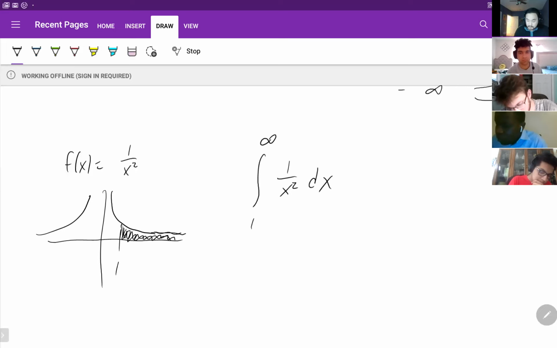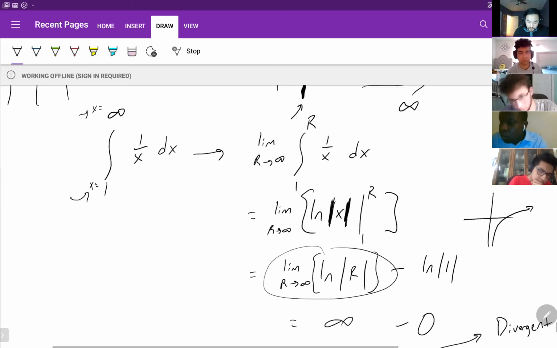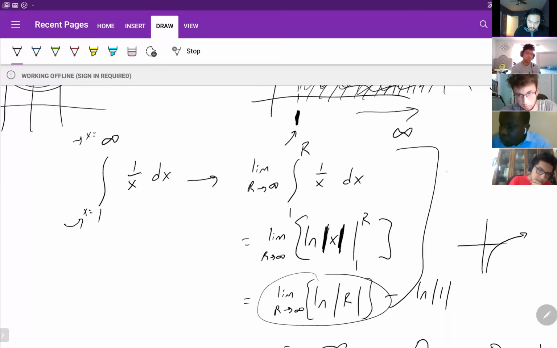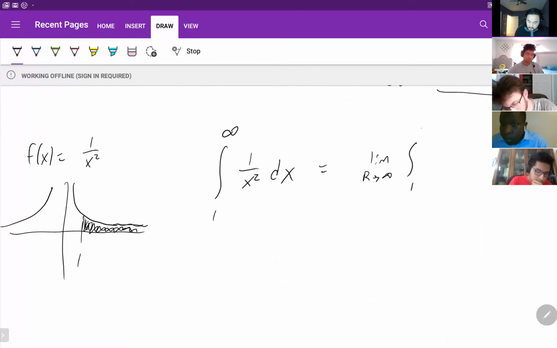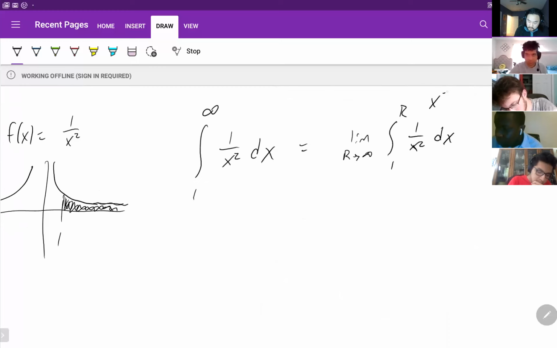Just like I said before, make sure your notation is good. Your notation has to be good to receive full credit. So in this case, I'm going to say the limit as r goes to infinity of the integral from 1 to r. And I'm just going to do this like I did the last one, right? 1 over x squared is the same thing as x to the negative 2. So how would I integrate that one?